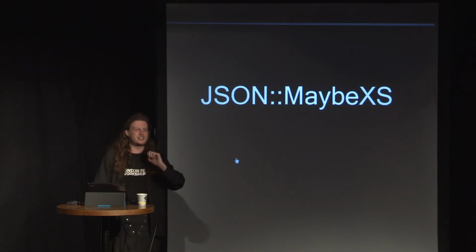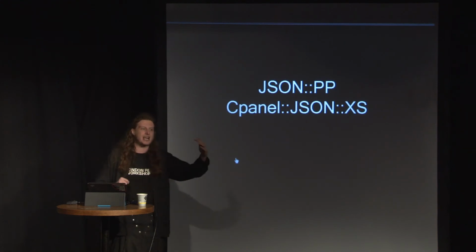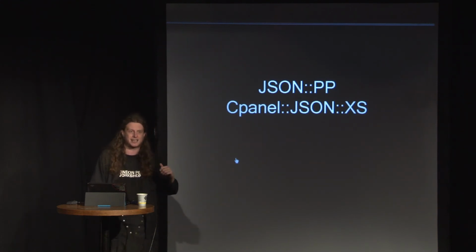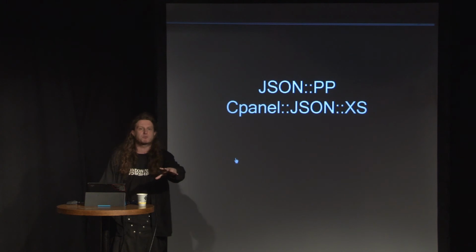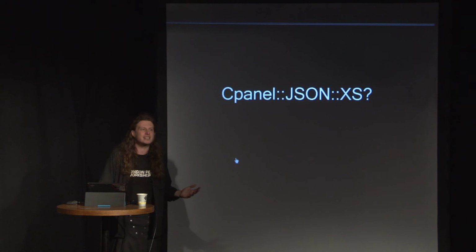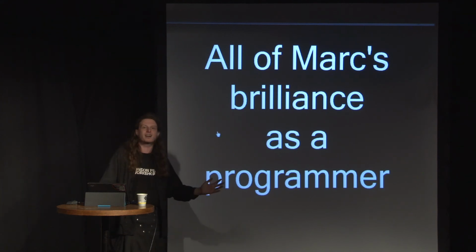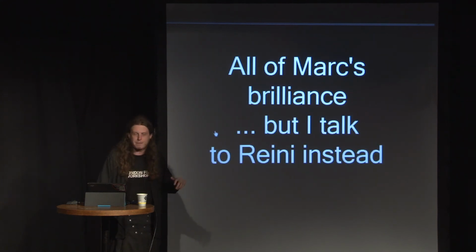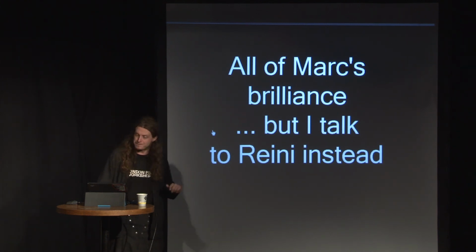So that let me write JSON::MaybeXS. JSON::MaybeXS is a way of switching between JSON::PP and Cpanel::JSON::XS. Because JSON.pm itself is, oh my. If you look at the internals, I am not responsible for your therapy bill, okay? Cpanel::JSON::XS, if anybody's heard of that, wonderful plan. It's cPanel's downstream fork, which means I get all of Marc Lehmann's brilliance as a programmer, but I can talk to Reini Urban instead. This makes my life much calmer.